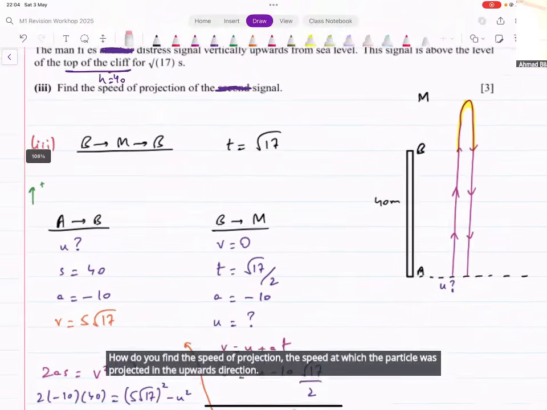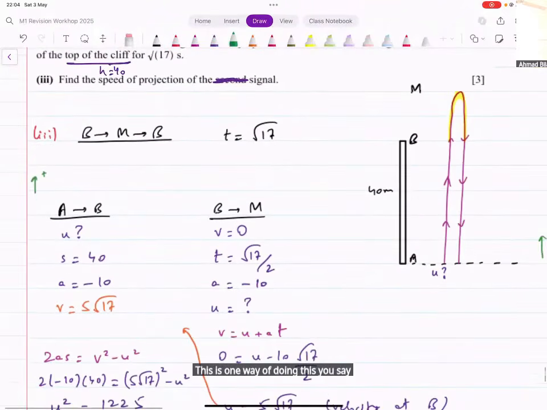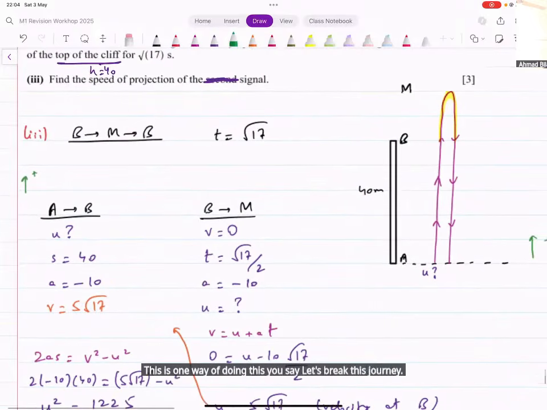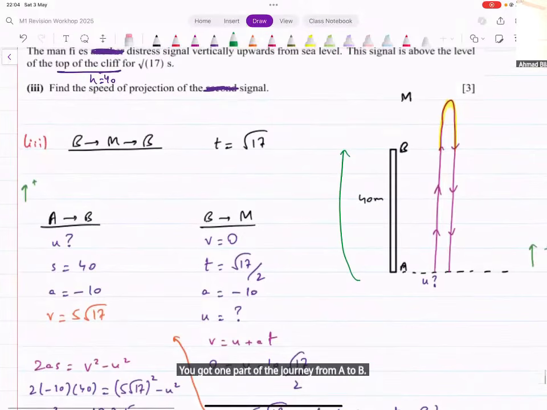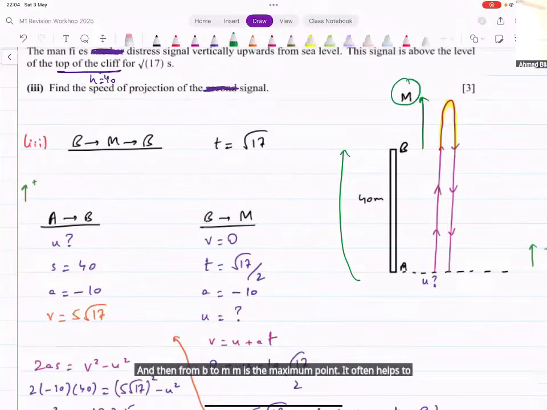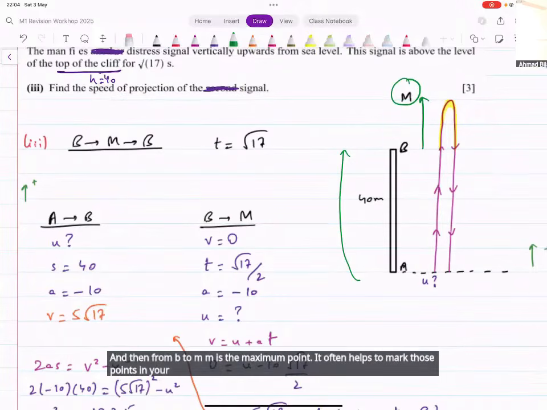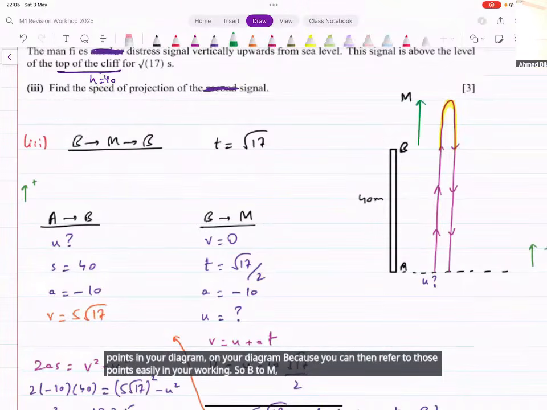This is one way of doing this. You say, let's break this journey. You got one part of the journey from A to B, and then from B to M. M is the maximum point. It often helps to mark those points on your diagram, because you can then refer to those points easily in your working. So B to M is one part of the journey. A to B is another part of the journey.